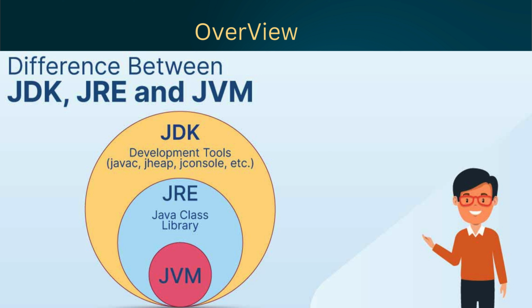First, we'll discuss the difference between JDK, JRE, and JVM. JVM. The JVM, or Java Virtual Machine, is the heart of Java and it is responsible for executing Java programs by converting bytecode into machine code that the system understands. It also provides features like automatic memory management and garbage collection. The JVM is platform dependent, meaning each operating system has its own version.